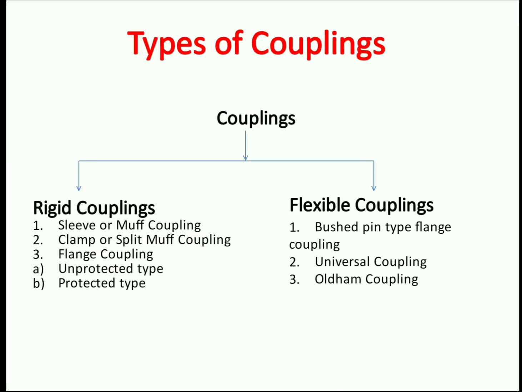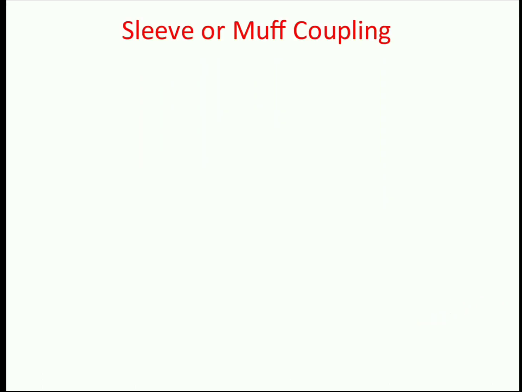Types of coupling. Coupling is basically divided into two parts: rigid coupling and flexible coupling. Rigid coupling is having three parts: sleeve or muff coupling, clamp or split muff coupling, and third is flange coupling. Flange coupling is having two parts: protected type and unprotected type. Flexible coupling is having three parts: bushpin type flange coupling, universal coupling and Oldham coupling. In the upcoming slides, I will teach you all these 6 types of coupling. Now let us start with the sleeve or muff coupling.